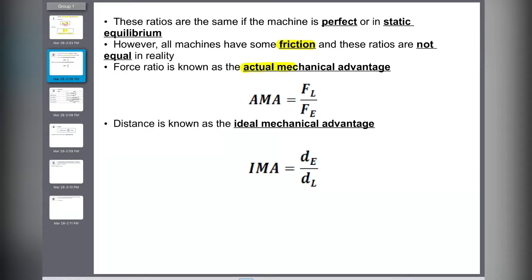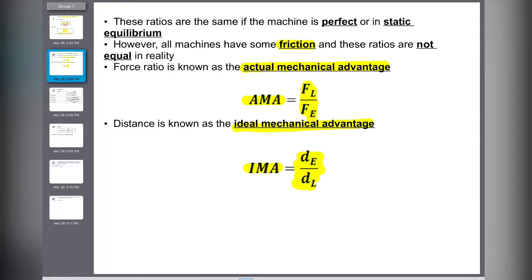So you will need to know, or well, you can write it out, what actual mechanical advantage is. On the test, I will expect you to be able to pick out, if I say AMA, you should be able to tell me that that's the actual mechanical advantage. And the equation for that is FL over FE. Okay, and then we have the ideal mechanical advantage, IMA, which is the distance ratio. As I said, you're going to write them all out.